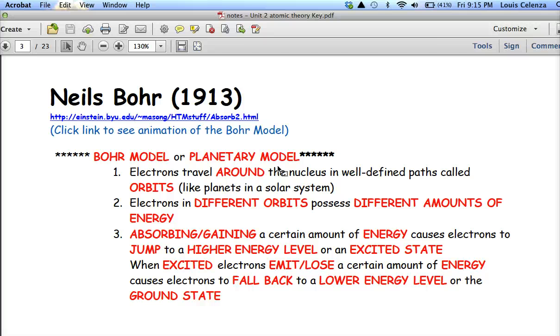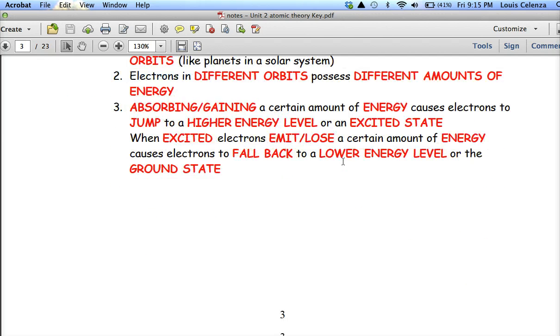If you force an electron to move further away from the nucleus than it normally is in, you have now made it into the excited state. When that electron then falls back down to where it's supposed to be, it's in the ground state. And we'll talk more about this later on when we look at excited versus ground state.